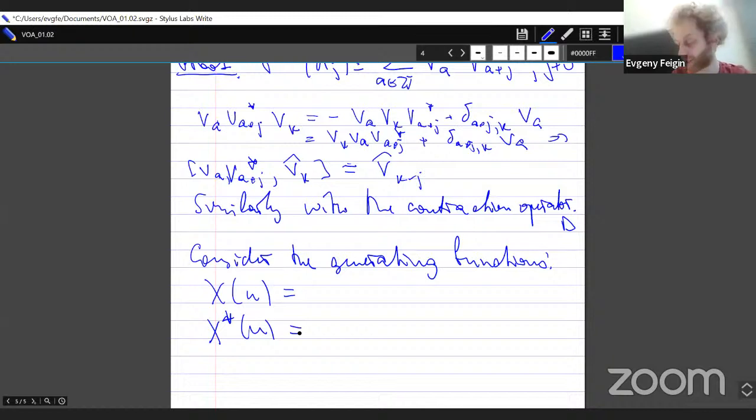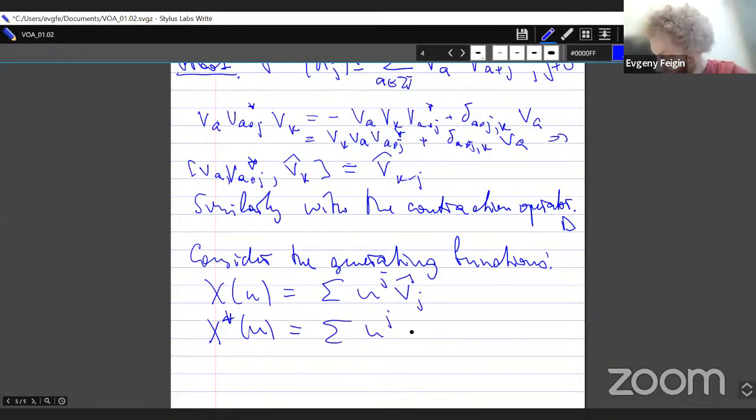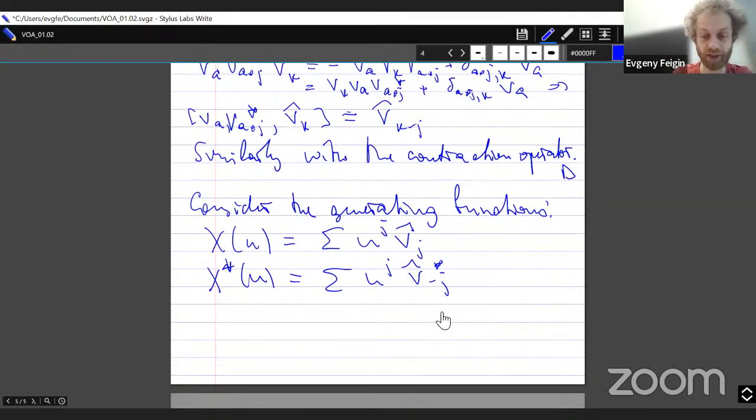Good. So this x of u is by definition the sum u to the j v j hat, and this is the sum u to the j. Let's see. Yes. Let me put v minus j here. Okay, so these are the generating series for verging and contracting operators.